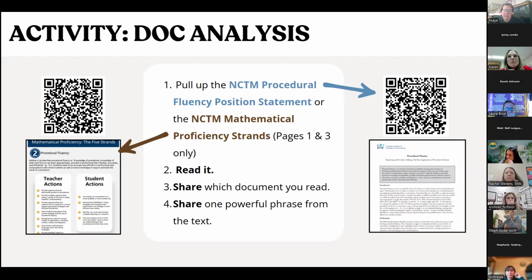I know a couple people just popped in. We are picking one of the links that Michelle shared just a moment ago. Michelle, can you share those again just in case they missed those? And then we're reading one of those documents and then sharing a powerful phrase from that document. Thank you, Michelle.